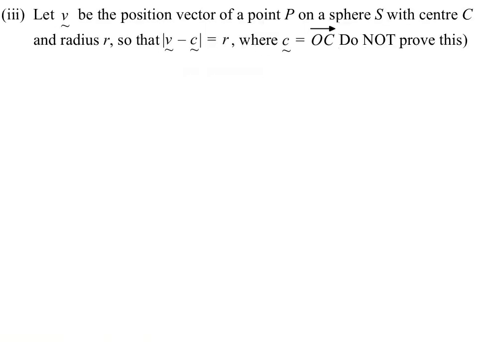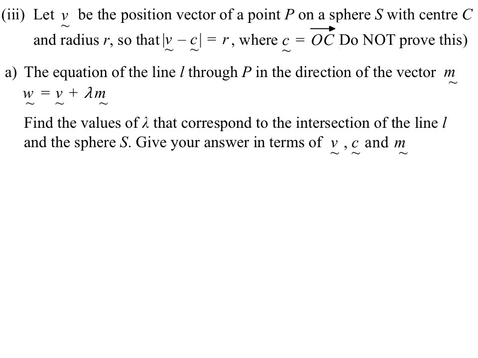So v is the position vector of a point P on a sphere S with centre C and radius r. Who needs numbers, eh? So that I want to say the modulus, the magnitude of v minus c, is equal to r, and c is the position vector OC. Oh, don't prove this. The equation keeps going.